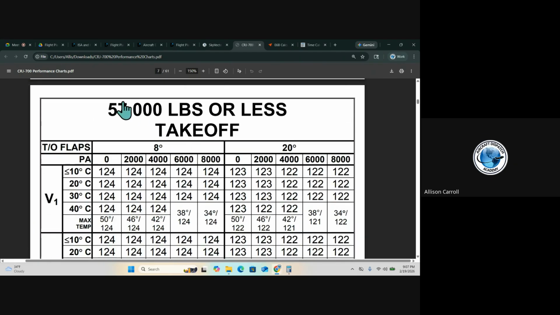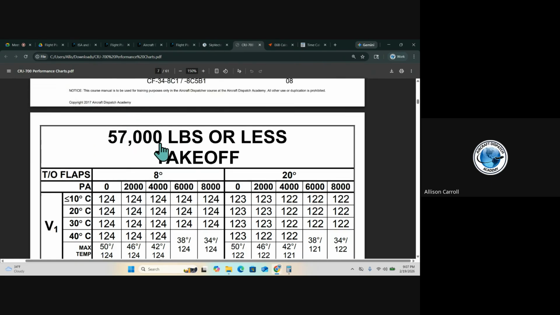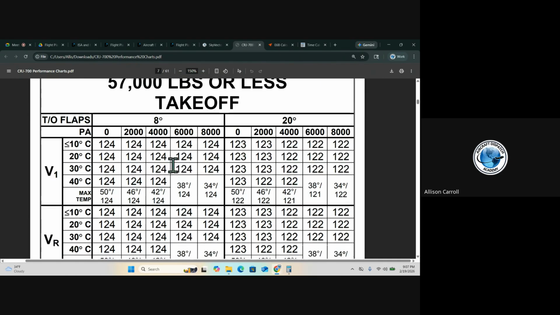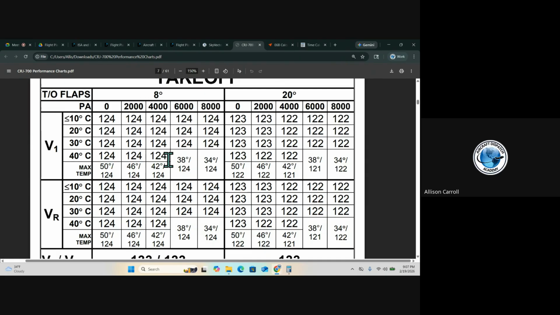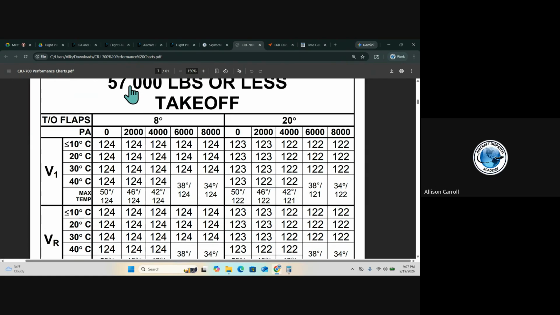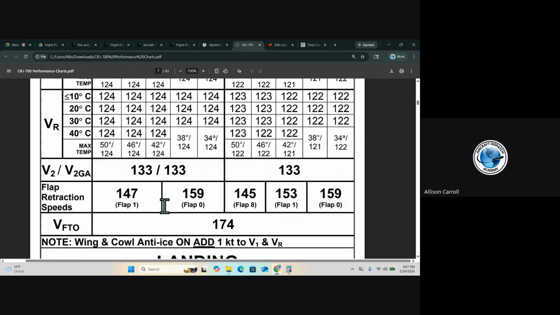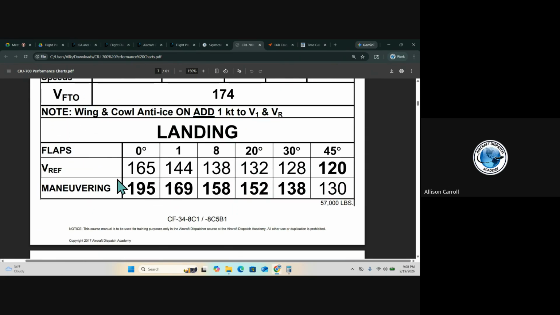Now, this specific one is for 57,000 pounds or less. This top half is for takeoff at 57,000 pounds. This bottom half is for landing at 57,000 pounds. Okay.